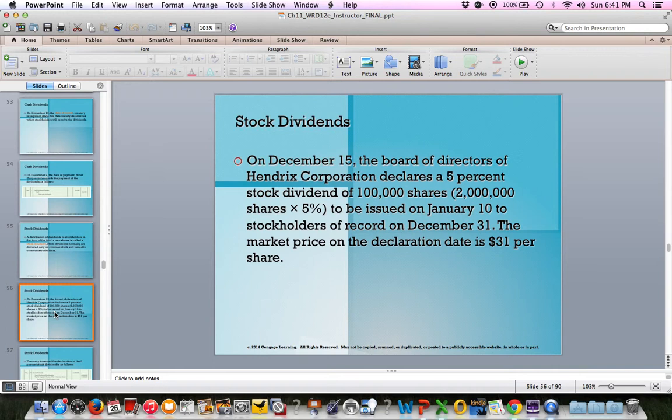So basically, just think of it from this perspective. Sometimes you want to reward your shareholders, but you don't have a lot of cash to pay dividends in cash, but you do have the ability to issue more stock. So occasionally a corporation will issue a stock dividend as a way to reward shareholders.